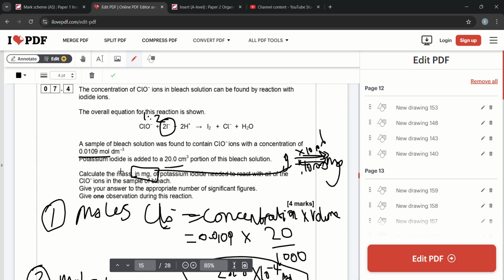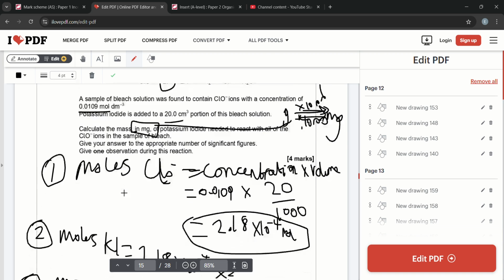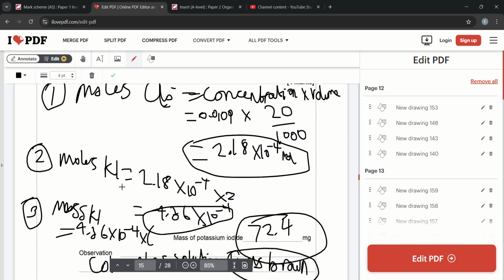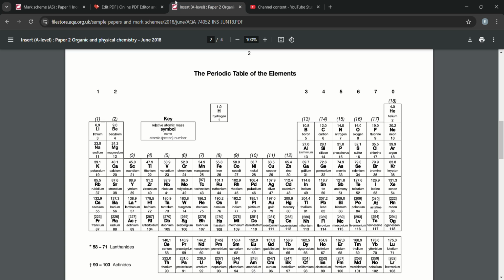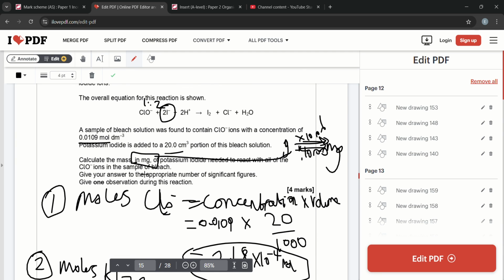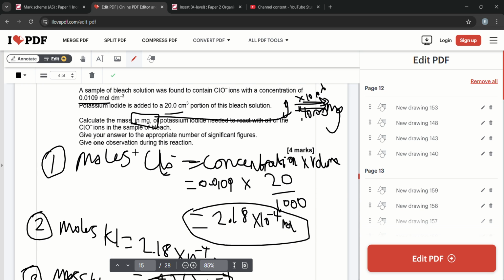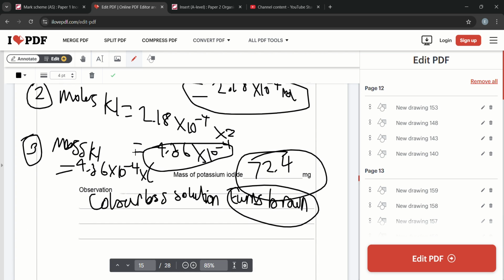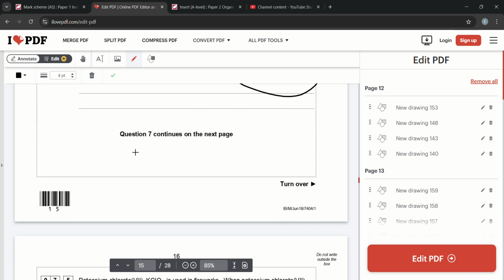So what do we do? Let's go over it again. Find out moles of ClO- using concentration times volume. Then we know it's a 1 to 2 molar ratio, so times it by 2, we got the moles of KI. Then we can find out the mass of potassium iodide: mass is moles times Mr. Find out the Mr of potassium iodide in the periodic table, and then just read the question properly. Once it's in milligrams, to convert from grams to milligrams we need to times by 1000, and then give it to an appropriate number of significant figures, 72.4 milligrams. Then the observation, it turns brown.